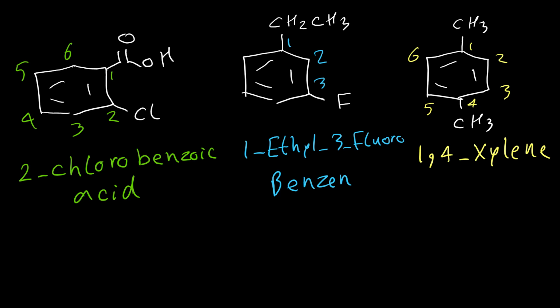When we have 2 groups on positions 1 and 2, like the first example here, we call it ortho. So instead of 2-chlorobenzoic acid, we can say ortho-chlorobenzoic acid. When we have 2 groups in positions 1 and 3, we call it meta. And for 1 and 4, we call it para. So we can just say paraxylene.